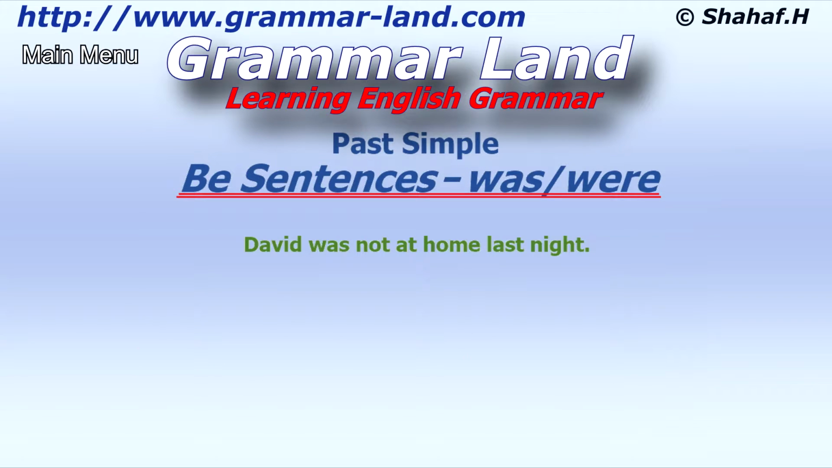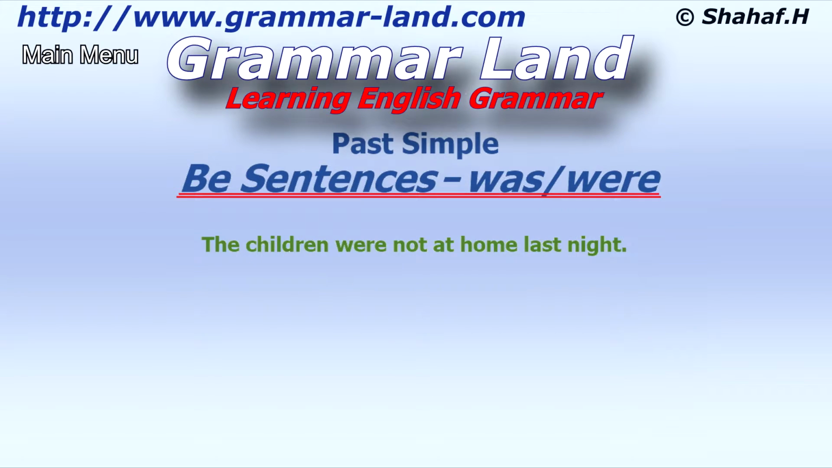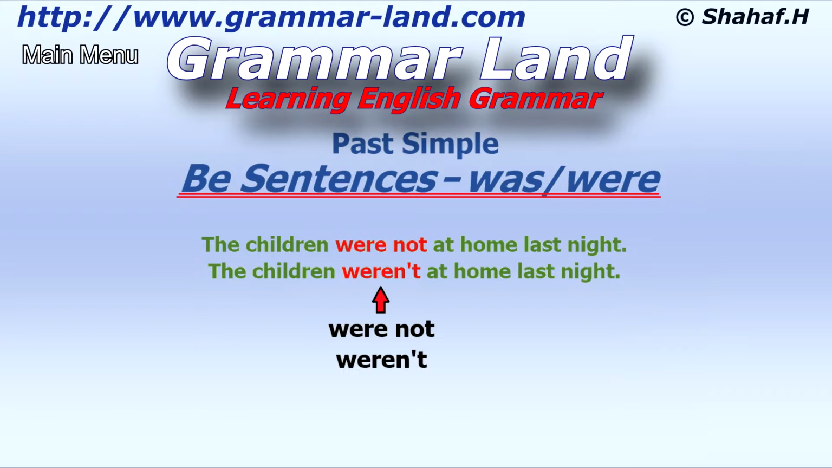David was not at home last night. Or, David wasn't at home last night. David is he, that's why we are using was not or wasn't. The children were not at home last night. Or, the children weren't at home last night. The children are they, so we use were not or weren't.